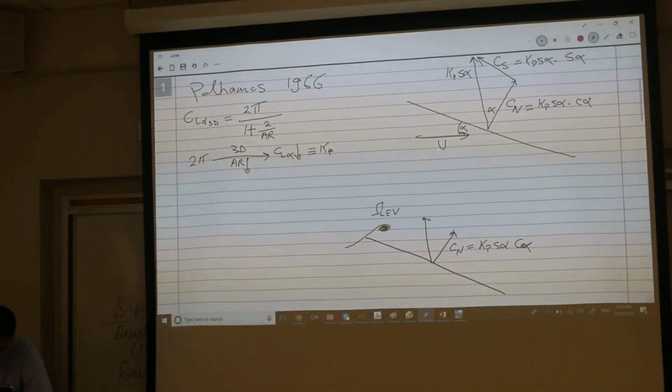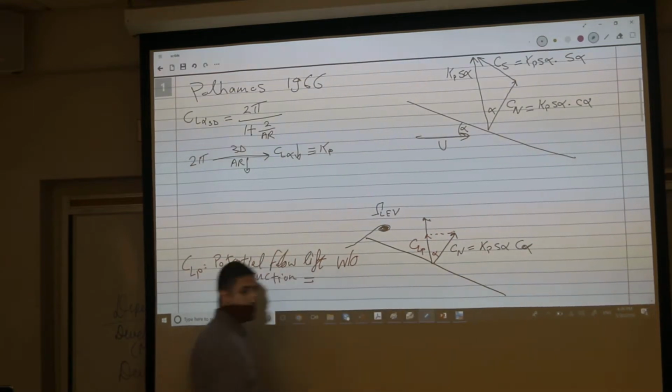And my lift actually will be the component of this guy. So this is what Polhamus called CLP. What's CLP? It is the potential flow lift without leading edge suction. Can you give me an expression for that? What's CLP from this figure? Kp sine alpha cos alpha. Yeah, so it's this guy times cosine alpha, right?